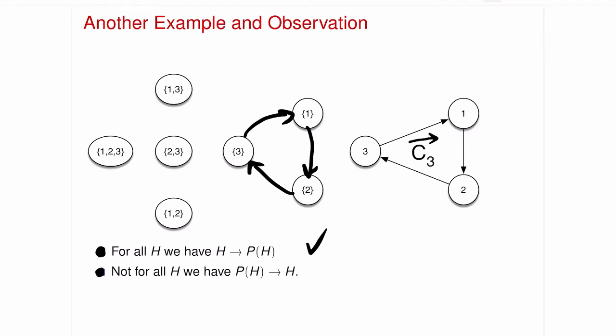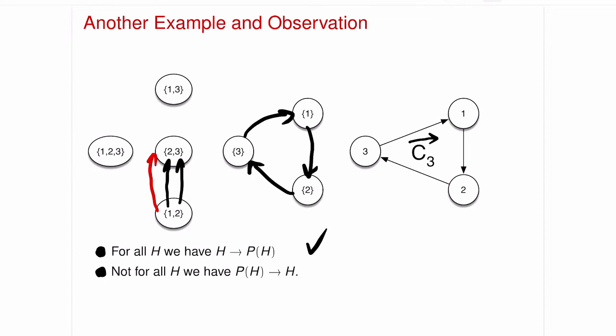On the other hand, I claim not for all graphs H we have a homomorphism in the other direction. We might or might not. An example is given here, actually. So we have not fully computed P of H yet. So let's fully compute P of H. We have an edge from 1 to 2, an edge from 2 to 3. So yes, there is an edge between the set 1, 2 and the set 2, 3.